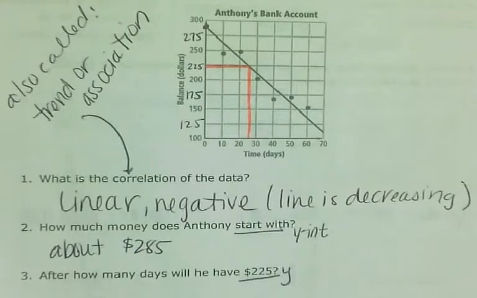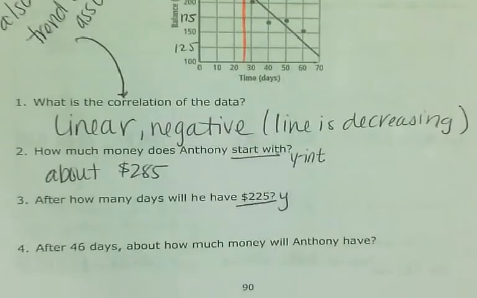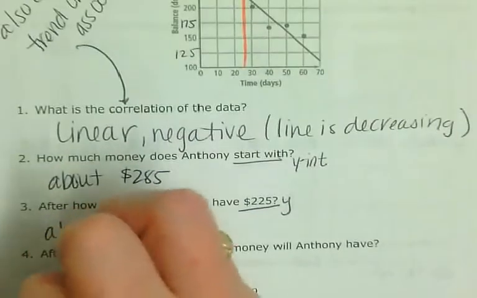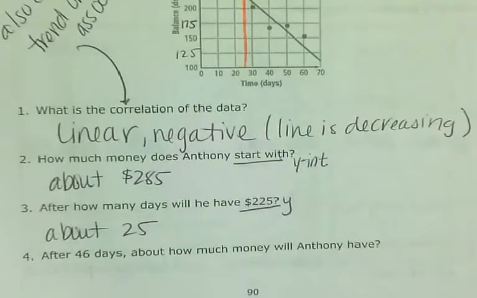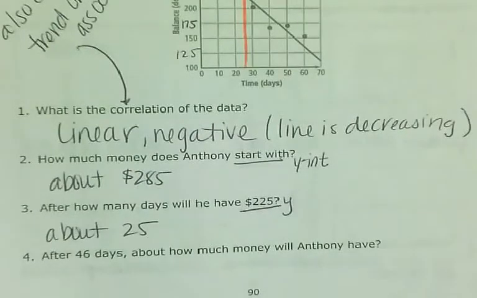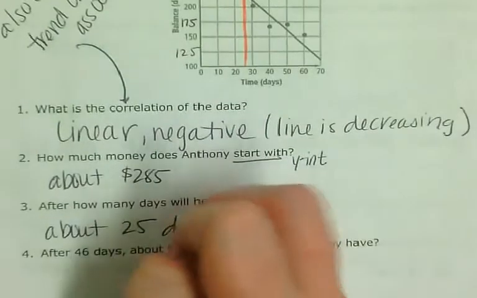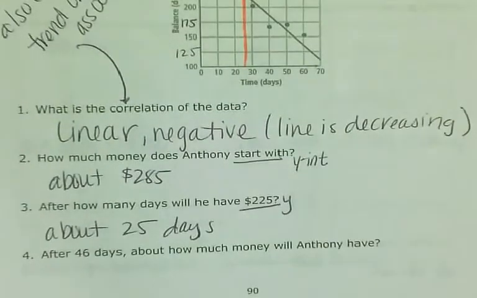So after how many days will he have $225? About 25. Do we agree? Okay. Now again, if this was multiple choice, do you think I would have 25 and 26 as an answer? No. Could I have 25 and 21? Yes, you should be able to determine between those two, but I wouldn't put 25 and 26. So about 25 days is my answer.